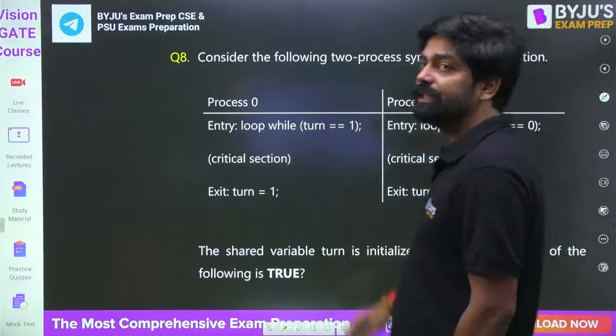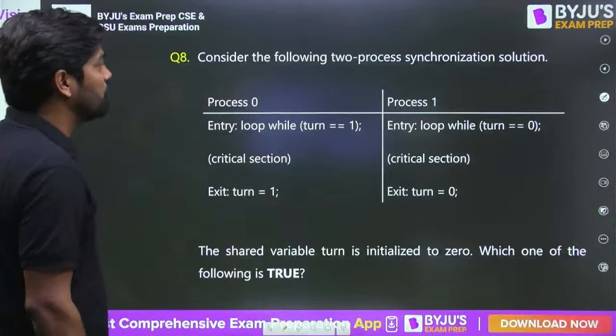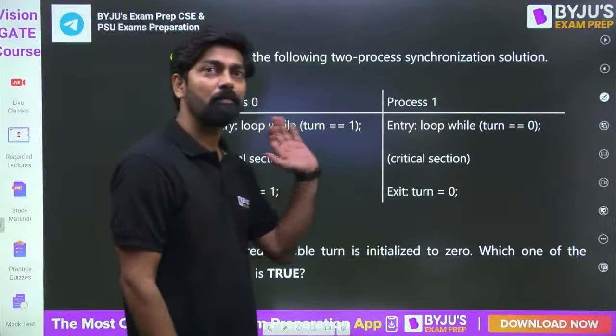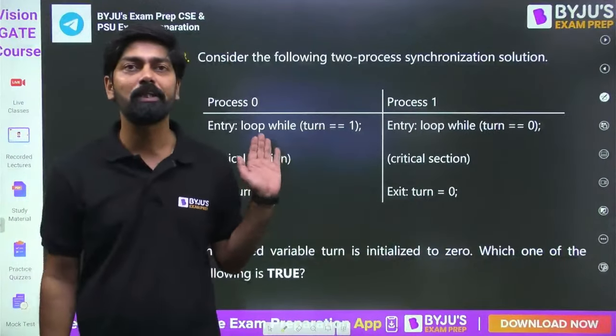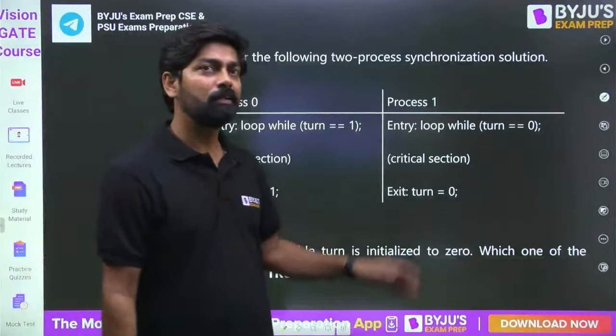Okay. Now see this question, my dear friend. Consider the following 2 process synchronization. If you see this question, I think you are aware of strict alternation. This is nothing but a strict alternation. If you see clearly, this is nothing but a 2 process solution, strict alternation.